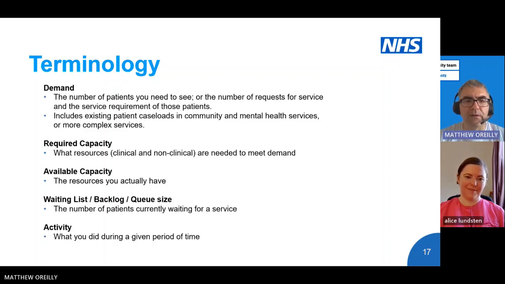And finally, the activity. This is what you did during a given period of time. So the actual number of contacts or the actual number of attendances that have actually happened.